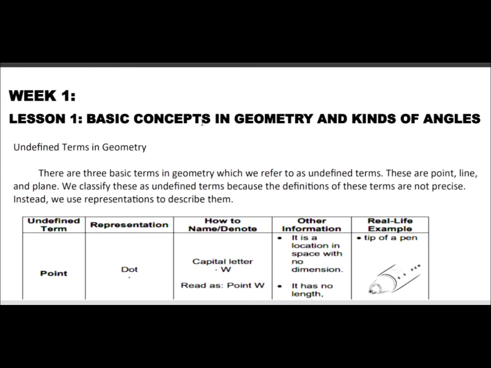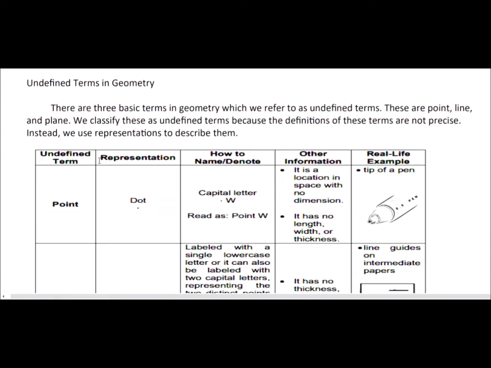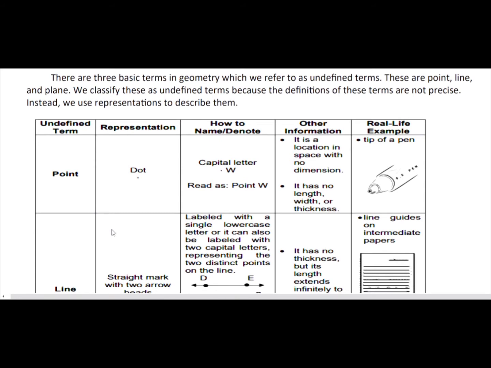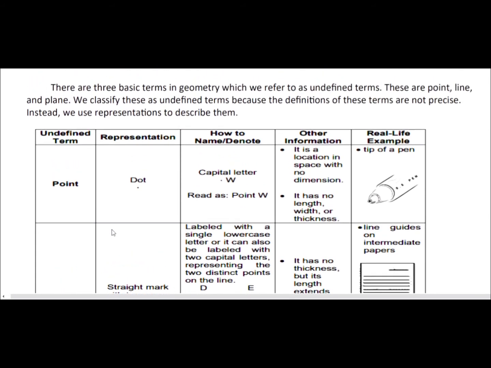Basic concept in geometry and kinds of angles. Let us have the undefined terms in geometry. There are three basic terms in geometry which we refer to as undefined terms. These are point, line, and plane. We classify these as undefined terms because the definitions of these terms are not precise. Instead, we use representations to describe them.